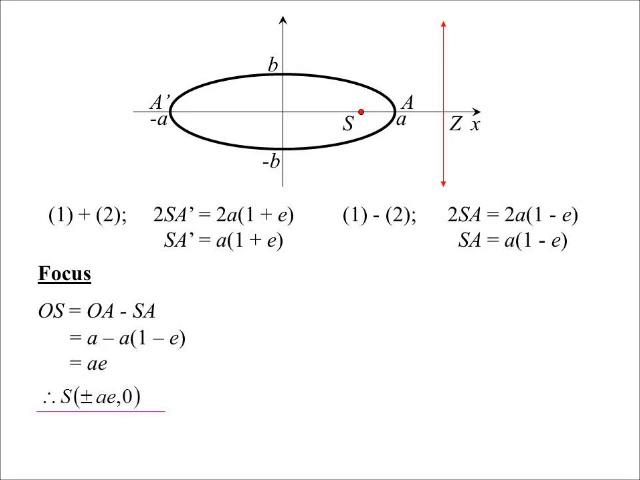And actually you have two foci in an ellipse. It's a symmetric shape, so there would be one on the other side as well. So (-Ae, 0) would be the other one.